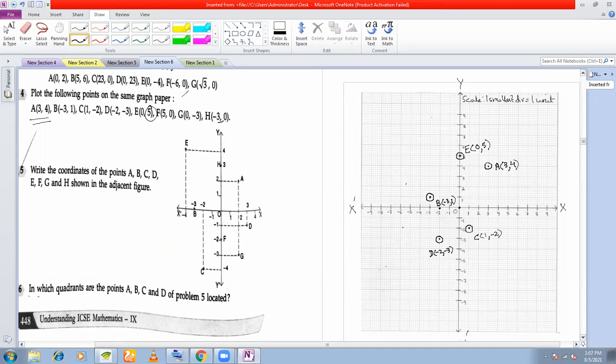F, (5, 0). Now you see this coordinate here, 0. Y coordinate is 0. That means the point must lie on the x-axis, right? Where on the x-axis? Now you see the x coordinate. X coordinate is +5. So from the origin, you simply move 5 units. This point will be your F, (5, 0). Are we clear?